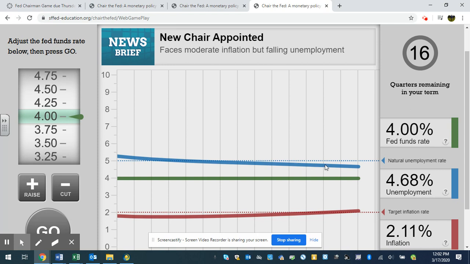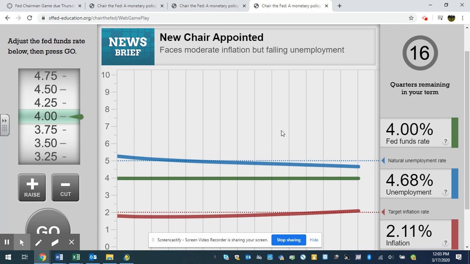The solid blue line represents where unemployment is right now. The dotted blue line represents where unemployment should be or where we want it to be. So the idea here is that at the end of the 16 quarters, if your inflation is close to the target and your unemployment is close to the target, those dotted lines, you will probably be rehired and you've won the game. If you're not anywhere near that because of how you've handled the economy, then you're probably going to get fired. I'm going to show you what that looks like in just a moment.